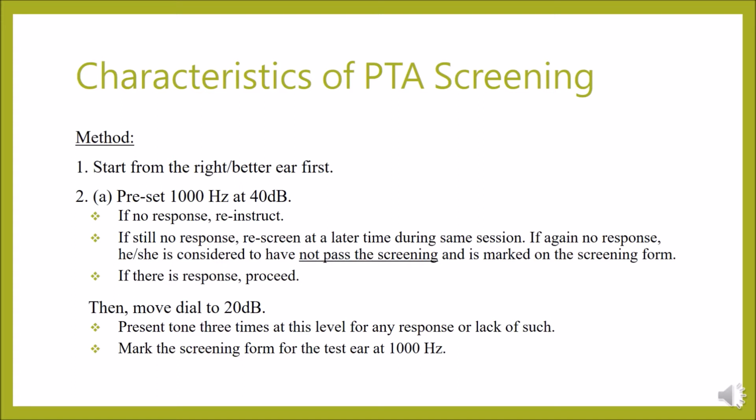Next, preset 1000 Hz at 40 dB for conditioning. This is to make sure that the child understands that they need to search for the sound stimulus. This may be easier as 40 dB is a supra-threshold level for people with normal hearing. Observe for their response before proceeding to 20 dB. Tone is presented 3 times and the child must respond to at least 2 presentations.